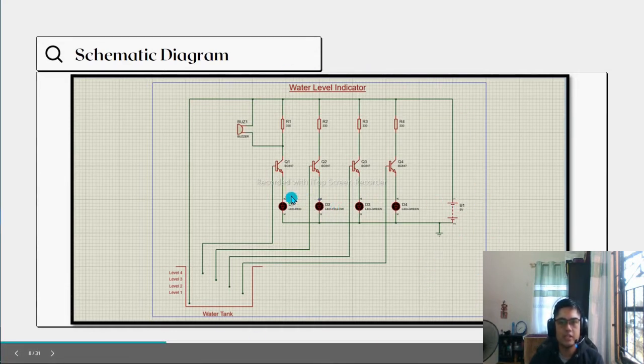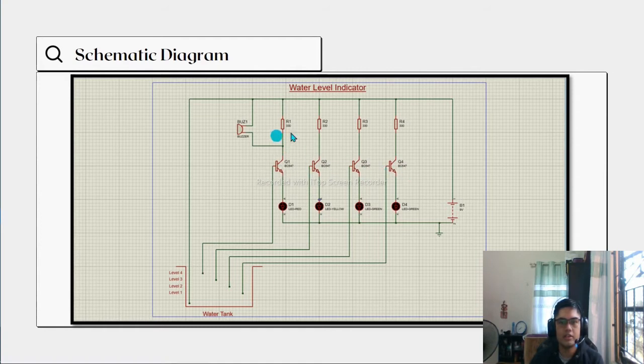As you can see here, the transistors, resistors, and LEDs are placed in parallel with each other. This is because if any of the LEDs, transistors, or resistors is broken or having any problem, this system can still go on. So the broken component will not affect the system.